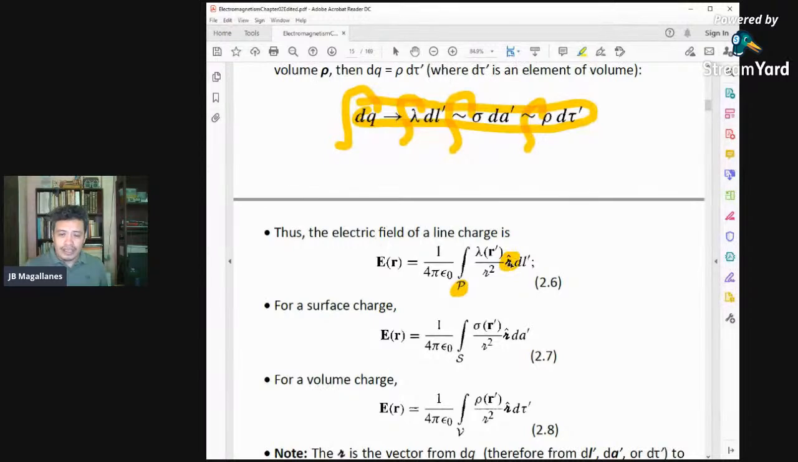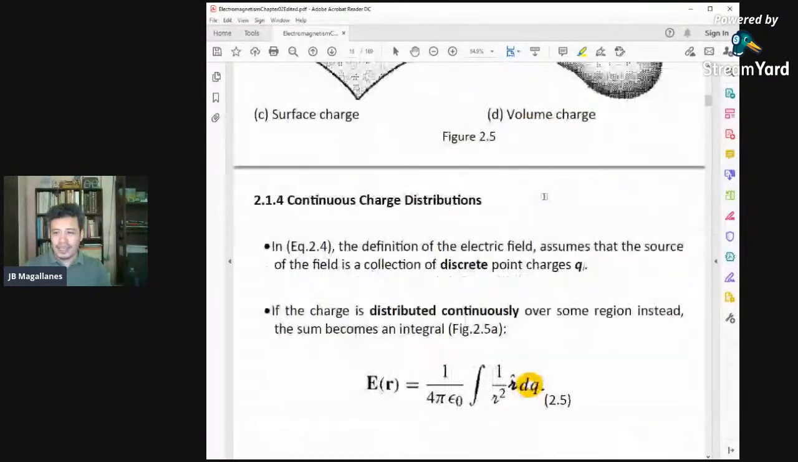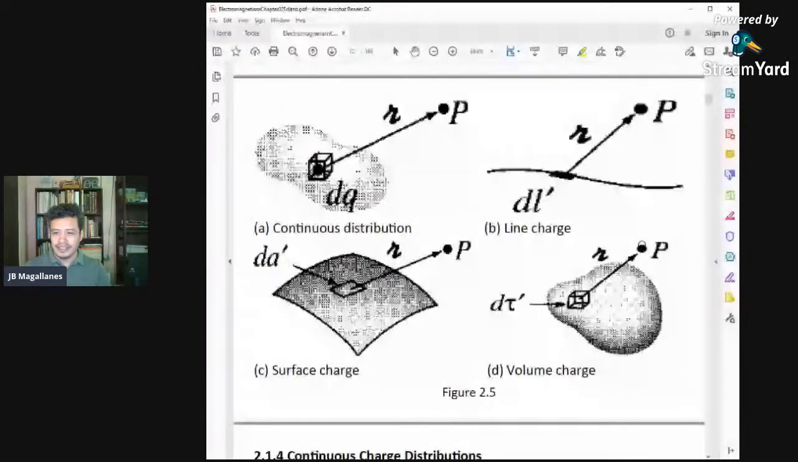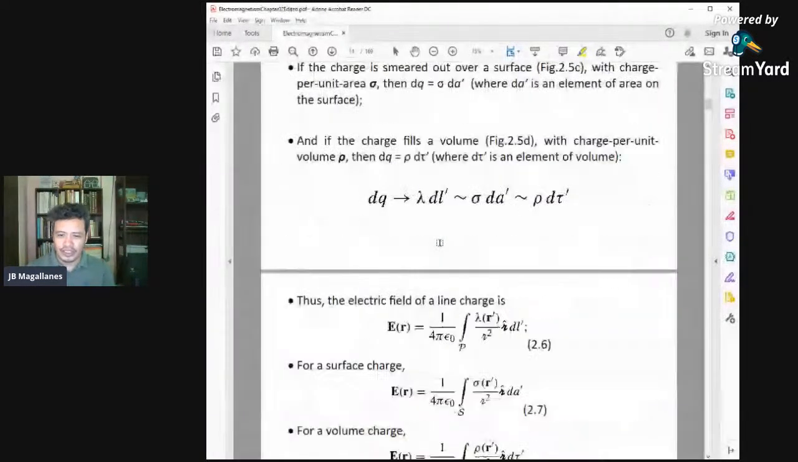And R here is actually the direction along the line joining the dQ and the point P. The P here is the point P, this one. So anyway, let's continue with the lecture.